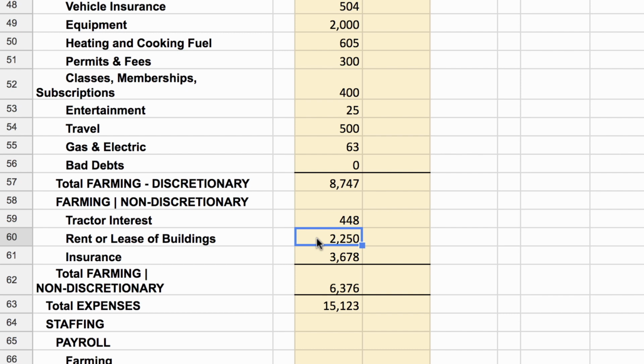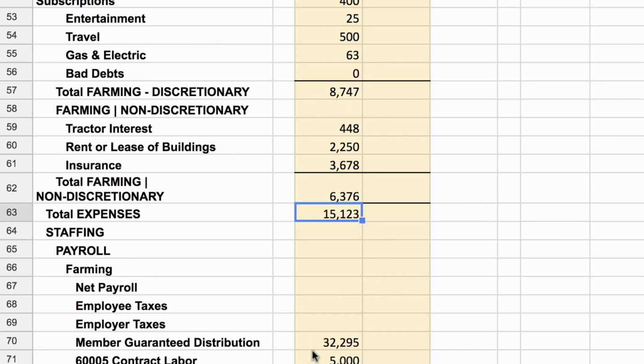So if you look back at the farm plan and the other things that I've laid out, and check out my farm page on Farm Marketing Solutions, then you'll see that, yes, my rent is cheap, but no, it's not easy to farm on this specific piece of property. Then my total insurance, which is liability insurance and business insurance for the year, is $3,600. Total farming, non-discretionary and discretionary total expenses, $15,123. Now we get into the last category, which is staffing.